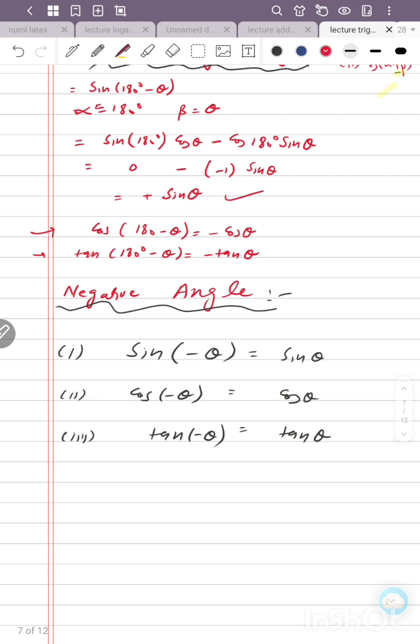Where will the negative be? This negative will be outside the sine theta, and this negative is also outside the tan theta. Okay, dear friends, now what will be cos minus theta?